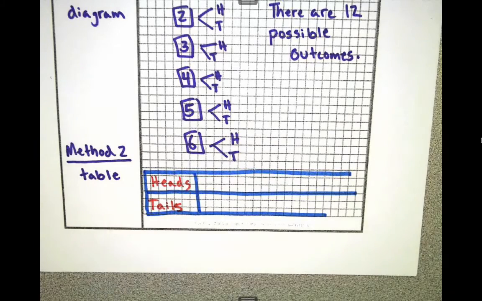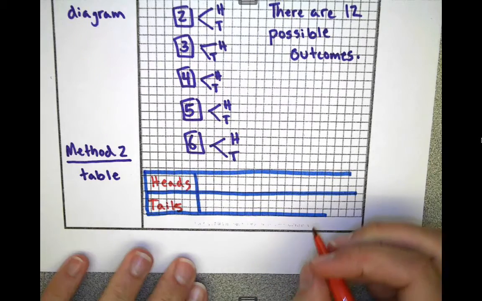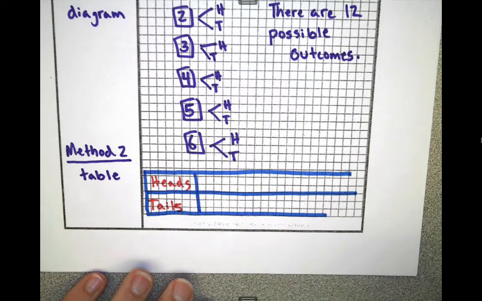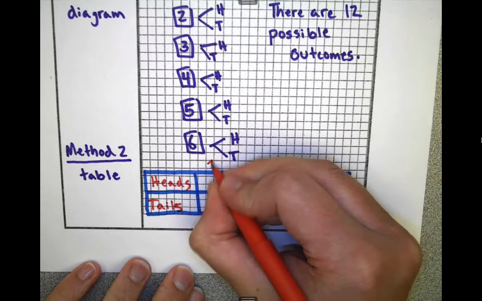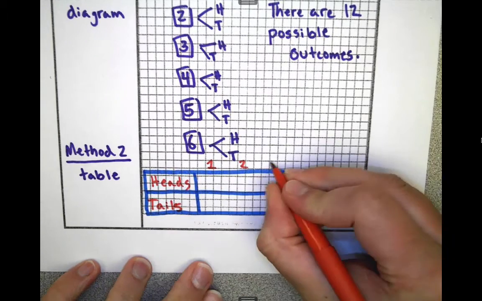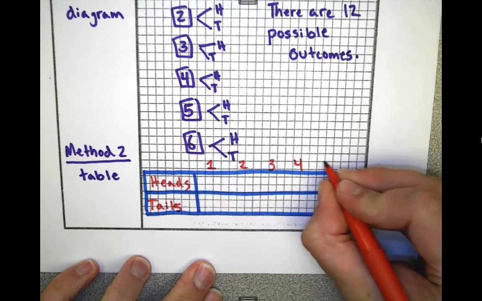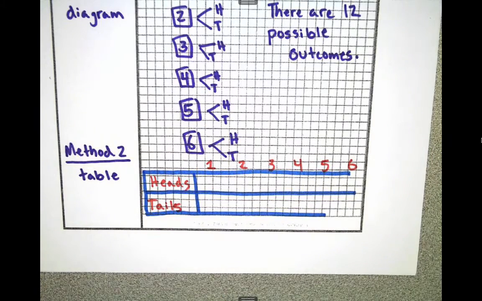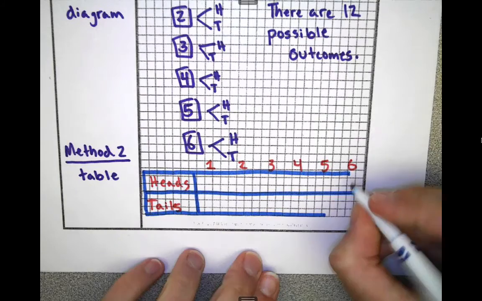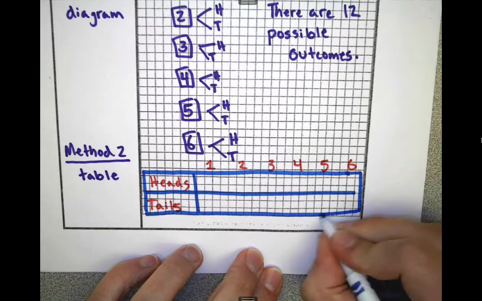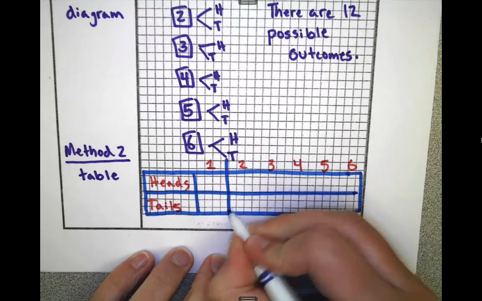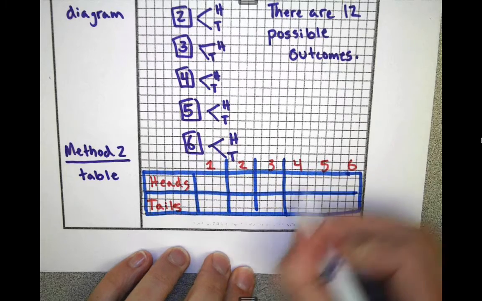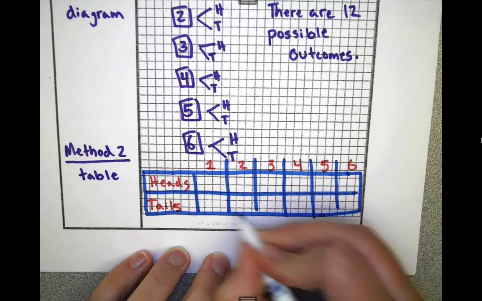And then when I flip my quarter and roll my dice at the same time, I have to go through all my possible solutions I could get on my dice. And that is I could get a 1, I could get a 2, a 3, a 4, a 5, or a 6. Those are my possible dice options. So my table is going to look like this. 1, 2, 3, 4, 5, or 6 on my dice.